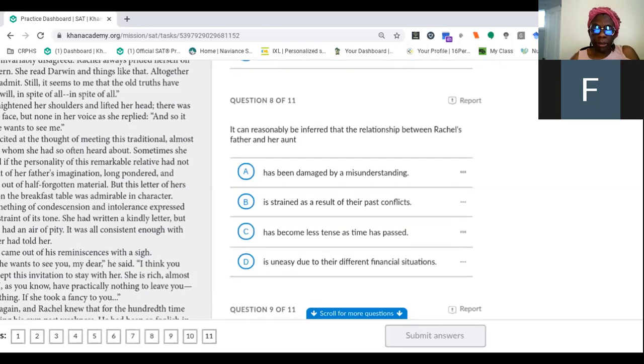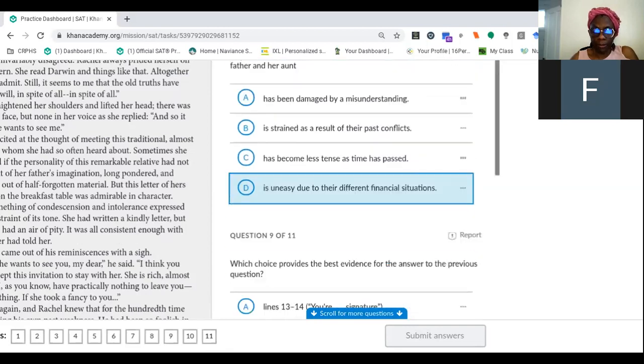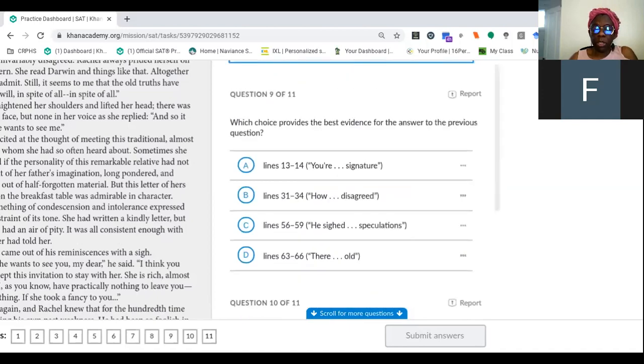Probably one more question, right? One, two. It can reasonably be inferred that the relationship between Rachel's father and her aunt... Okay, we gotta move on. You gotta read everything to get this question, right? Which choice provides the best evidence for the answer to the previous question? So now comes a little bit of reading gymnastics. Now we've got lines 13 to 14 and lines 31 to 34, and that's spread all over the passage. So you just create a technique that works for you. Okay, move on.